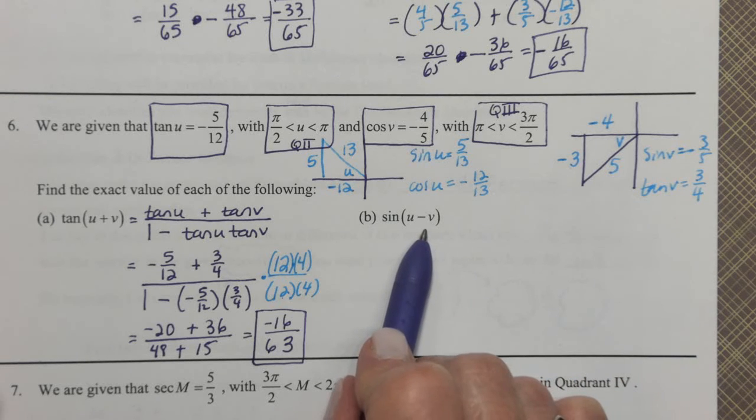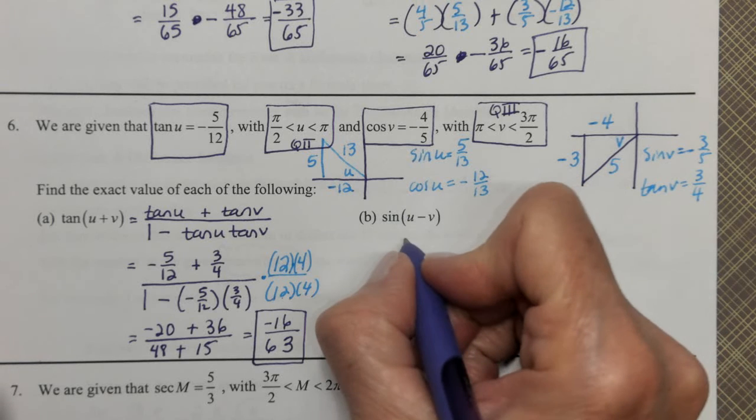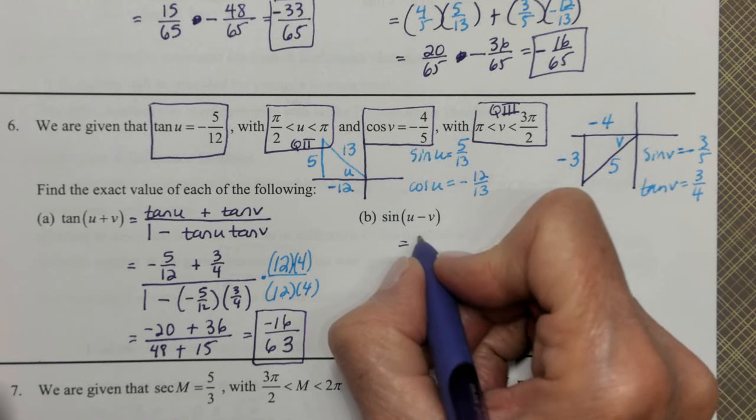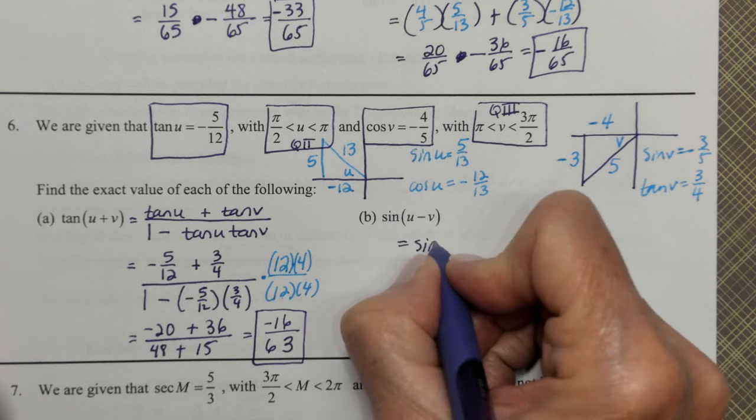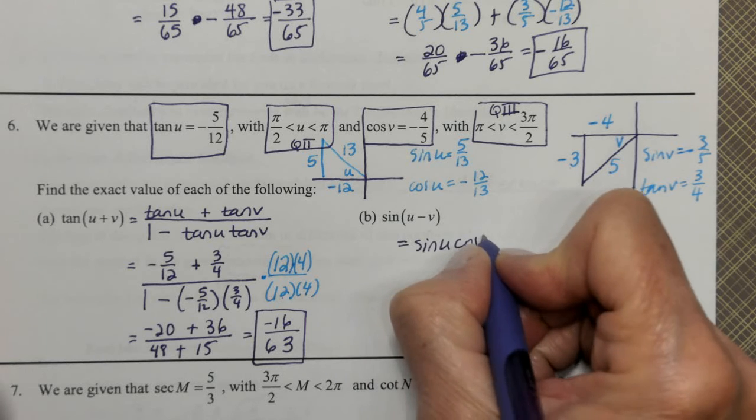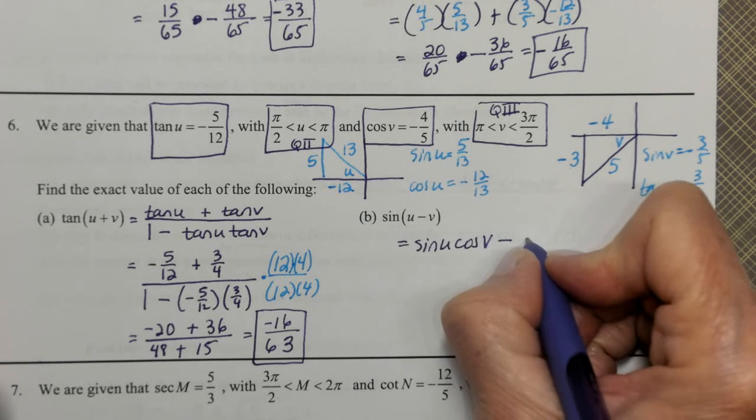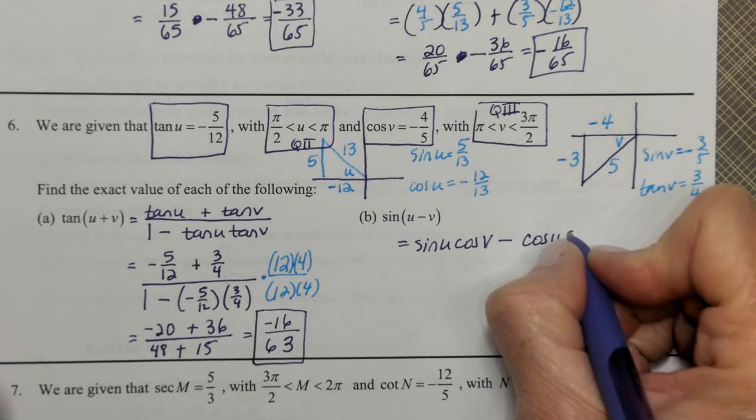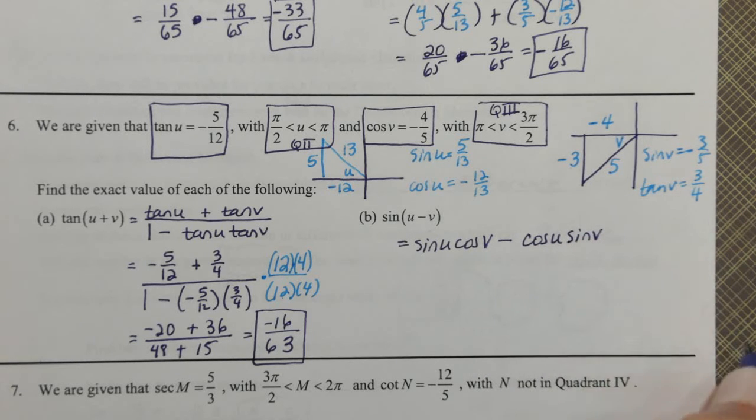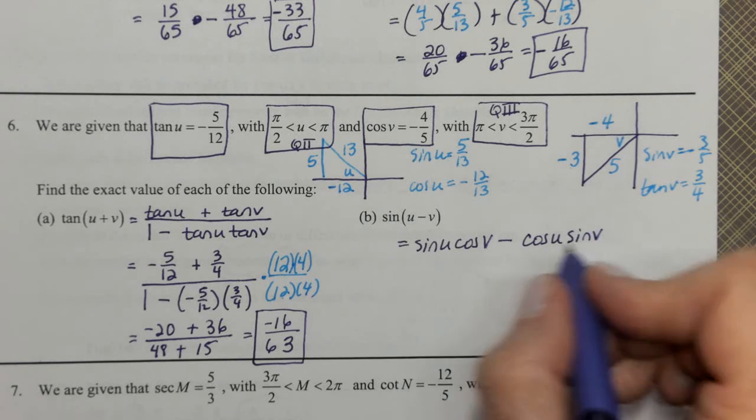Part B, sine of u minus v. Well, formula time. That is sine of u cosine of v minus cosine of u sine of v. That's that formula.